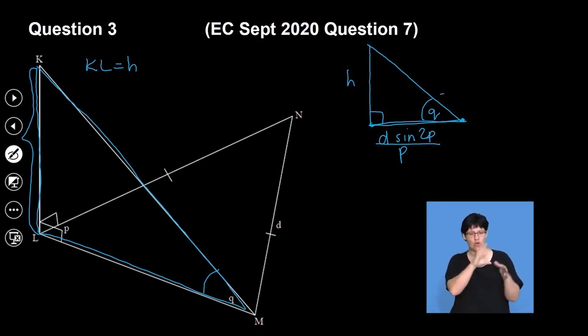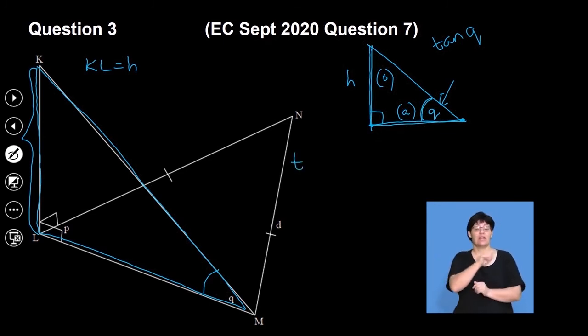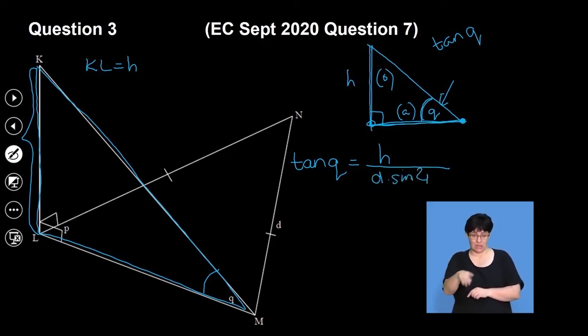So if we look relative to angle Q, we're working with the side opposite, and we're working with the side adjacent to it. So therefore, we're using our tan ratio. We're going to find what tan of Q is. And we can therefore say that tan of Q is equal to the side opposite, which is h, over this adjacent side, which from the last question we know is equal to d times sine of 2p all over sine of p. Okay, so let's just finish it off on the next slide.